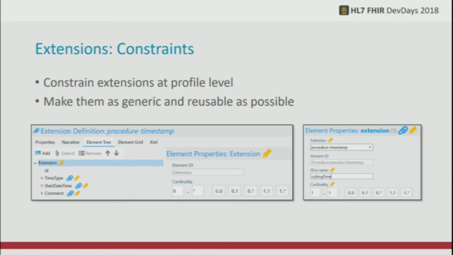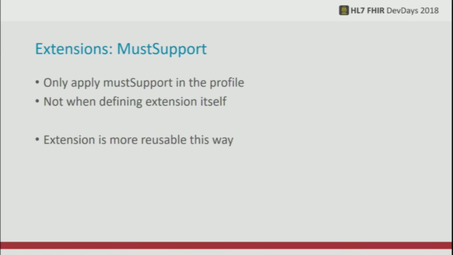Put your constraints, most of the time, in a profile and constrain your extensions as little as possible so everyone can reuse them inside of their use case. MustSupport, be very clear about what you mean with MustSupport. And we always put it in the profile itself, so not in the extension. So you don't say, well, support the value of this extension. Of course, you want to support that when you use it, but we also put it into the profile, like you must support these extensions or not.